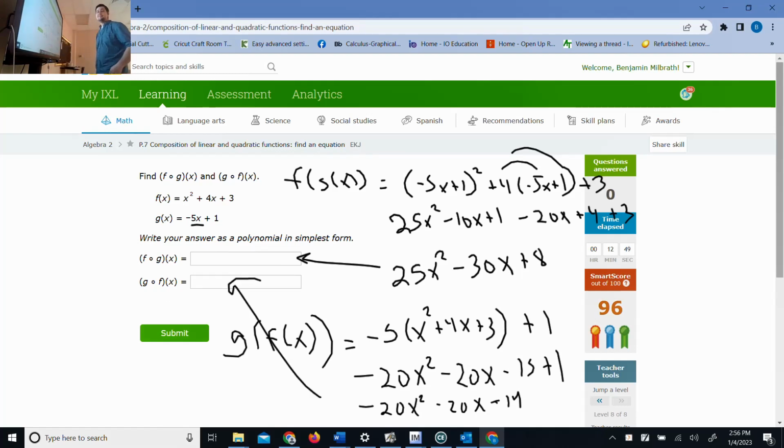And that's how hard P7 is. It's not bad. So if you're struggling with P7, it's probably foiling. It's probably what it is. Fix it. Just fix it.